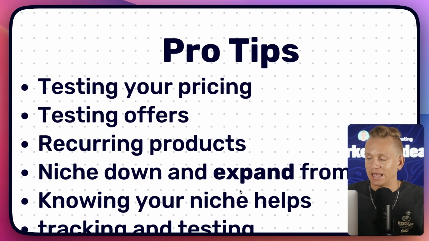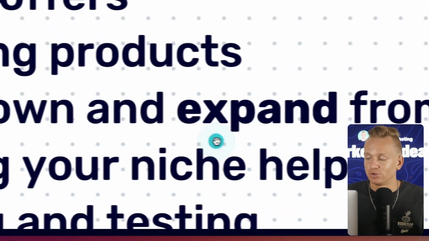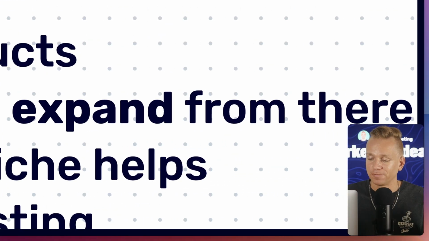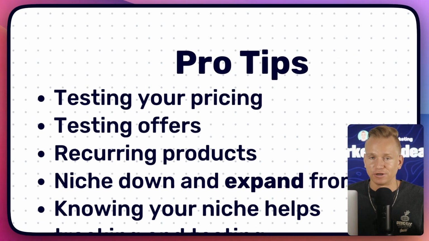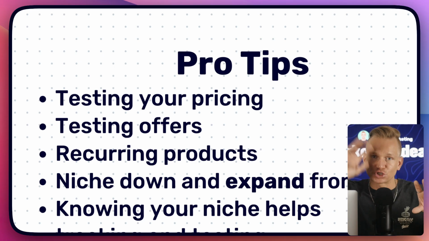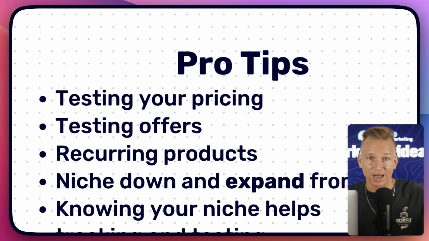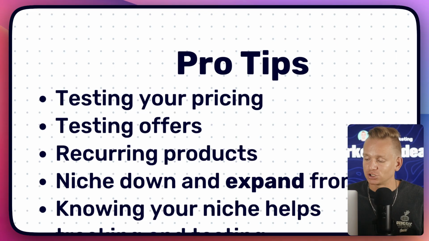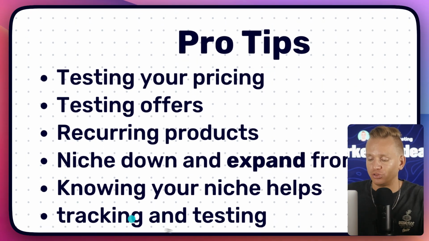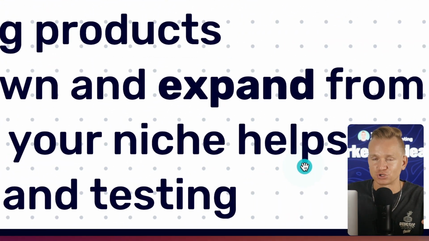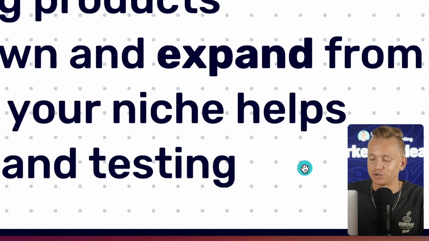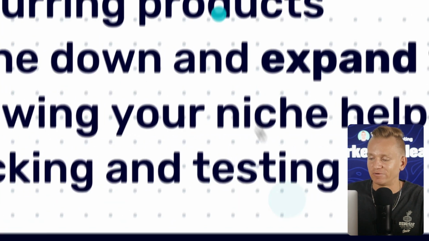What you can do as well is niche down as much as possible and then expand from there. So just set up this machine, this funnel, within a really small niche, and then you can copy paste it to a wider niche after, because you're going to get really high conversions on the smaller niche, but then you want to make more money, so eventually you can expand it wider. And again, it's just a copy paste and adjusting. Knowing your niche can help you, so if that's the case, that's awesome. And then just track and test everything again.